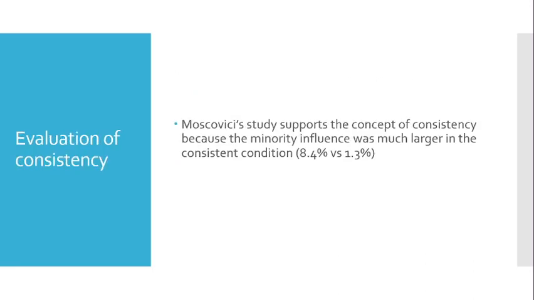Right, let's look at some evaluation. So in terms of consistency, your evaluation is that it's supported by research, supported by Moscovici's study. It's got evidence behind it. It's not just an idea that's pie in the sky. We've got empirical research evidence to back it up, and that's Moscovici's study. And that's because the consistent minority had a much bigger influence on the majority than the inconsistent minority.